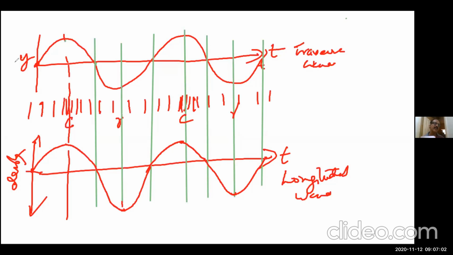This is displacement. Here displacement from mean position is plotted. This is density with respect to time plotted. This is longitudinal wave only. Again, same way, here to here, 1 lambda. Here to here, 1 lambda. One compression to another compression, or one rarefaction to another rarefaction, is 1 lambda.